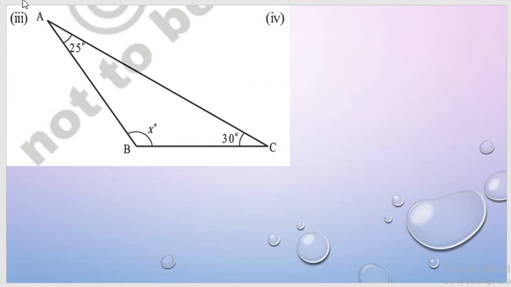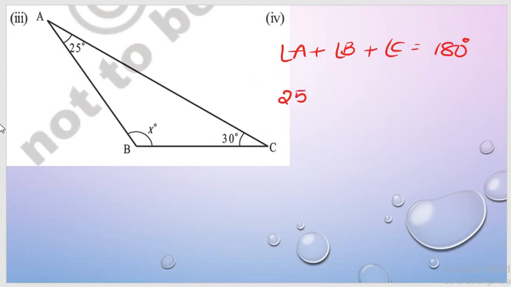Next, coming to the next question. It is the same as the previous question. Now clearly if you observe this figure, it looks like an obtuse angle triangle. That means this value of x will be greater than 90 degrees. Again we can apply the same concept. The sum of interior angles of a triangle is 180 degrees. So angle A plus angle B plus angle C is equal to 180 degrees.